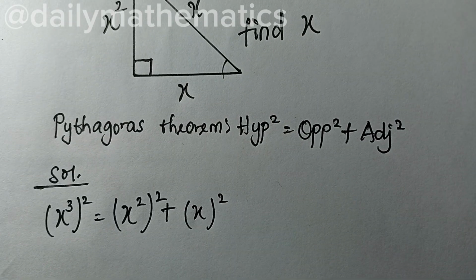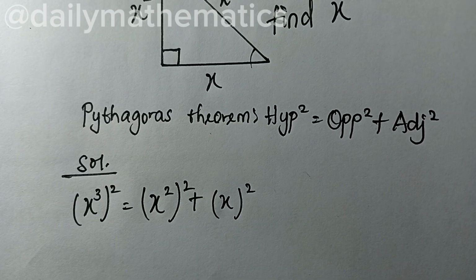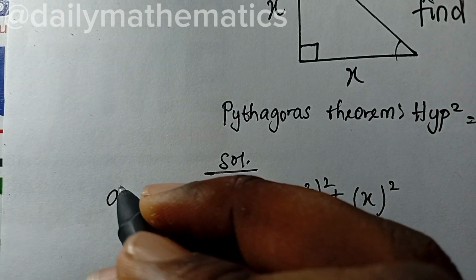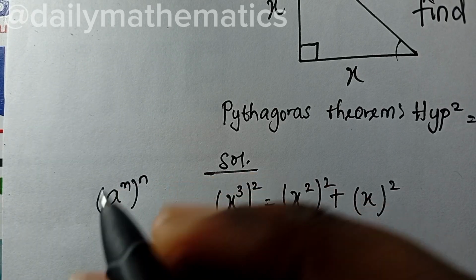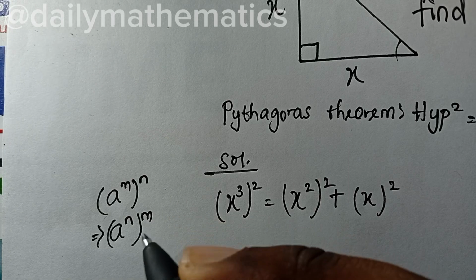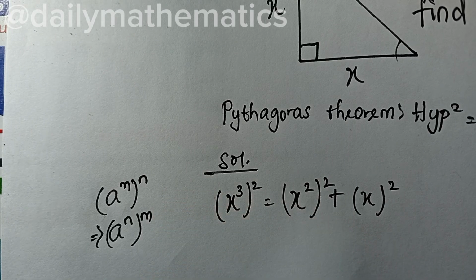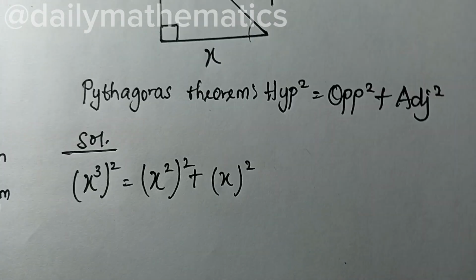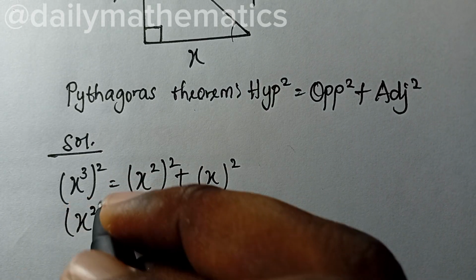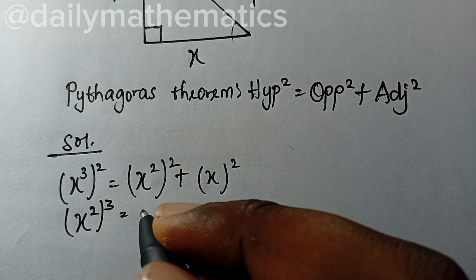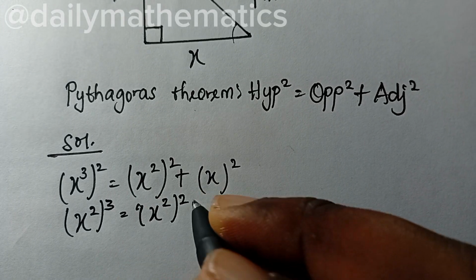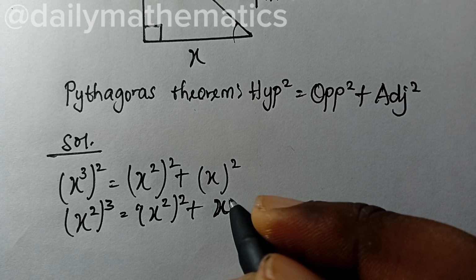Now, how do we go about this? Remember the rule of exponents that says when we have a raised to the power of m raised to the power of n, it can also be equal to a raised to the power of n raised to the power of m. We can interchange the powers. Either one can be written first. So from here we can have x raised to the power of 2 raised to the power of 3 equals x raised to the power of 2 raised to the power of 2 plus x raised to the power of 2.